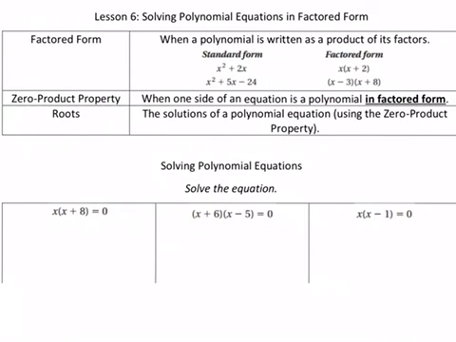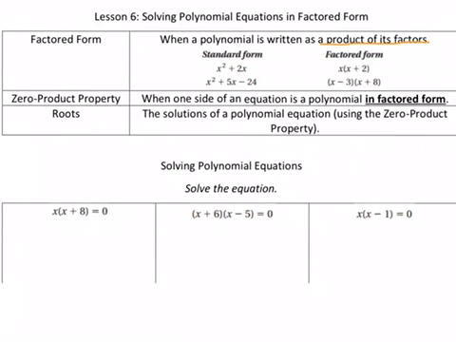Today we're going to learn how to solve polynomial equations in factored form. Now, we have been working in standard form for the last few lessons, so let me explain what factored form is. When a polynomial is written as a product of its factors, it's in factored form. Standard form is when we would FOIL out or multiply and you'd have a trinomial or binomial. Factored form is the process before that.